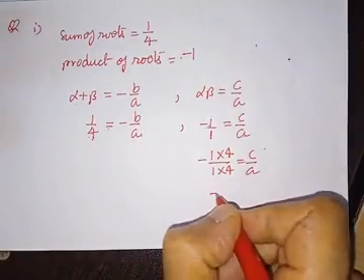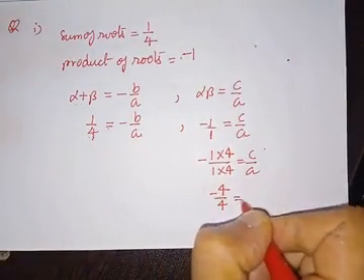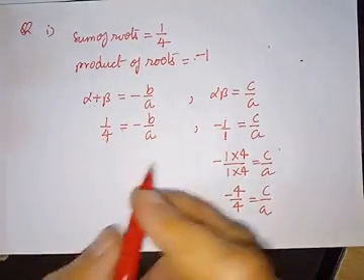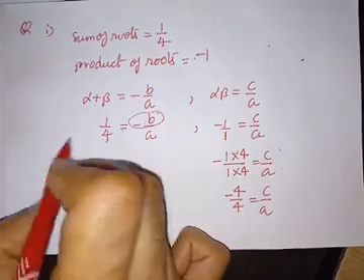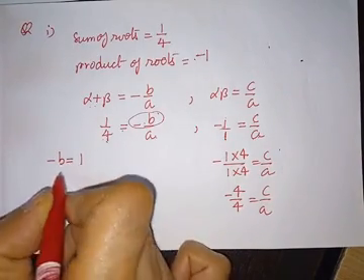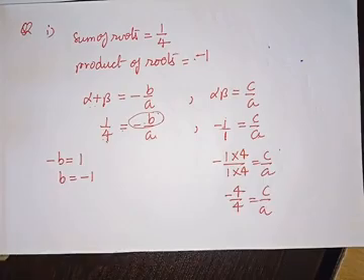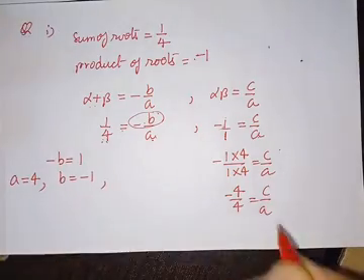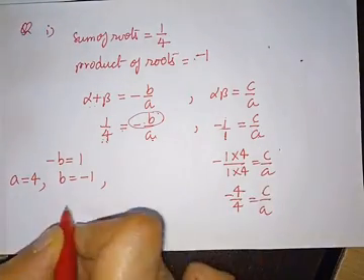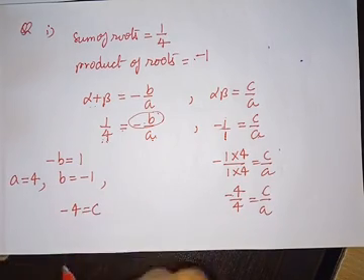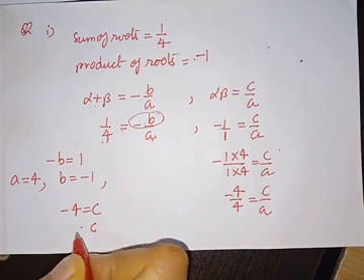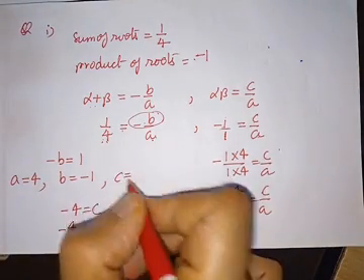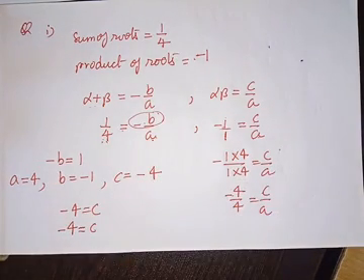So because fractions are equal, we can compare. Now minus b is equals to 1. So b is equals to minus 1. A equals to 4. And again here minus 4 equals to c. Therefore c is equals to minus 4. So c is equals to minus 4.